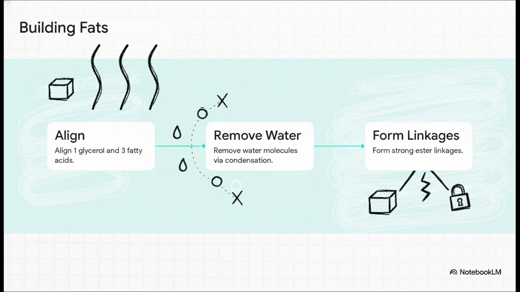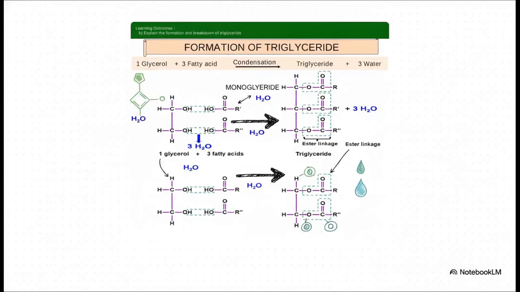Step 3. Because that water left, a super strong bond called an ester linkage forms right between the glycerol and the fatty acid. But the cell doesn't just do this once. It repeats this exact condensation reaction 3 separate times. The first connection gives you a monoglyceride. The second one makes a diglyceride. And that third and final reaction yields your full triglyceride. The whole process sheds 3 water molecules and leaves everything locked tightly together by 3 brand new ester linkages.